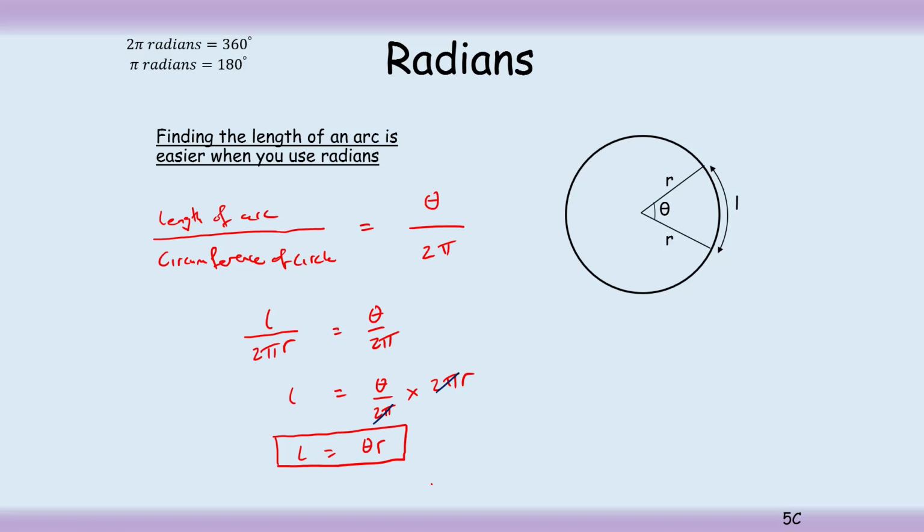Now theta must be in radians. Good, so hit pause, make some notes. You don't have to learn the proof, but you do have to know that L equals theta times r, the radius. And when you're ready, we'll look at an example.